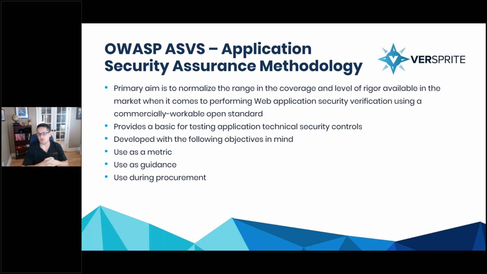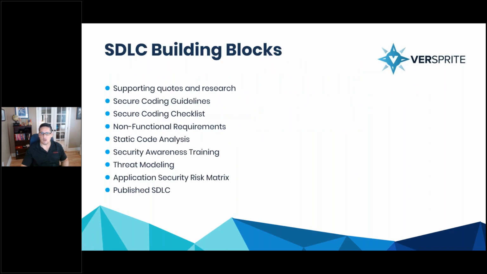But there's so many different use cases for the ASVS. I have a couple here: used during procurement, used as a governance guide, used as a metric. Going back to governance and metrics and reporting, you can report up and say, hey, these are the metrics that we want to focus on, and this is what we've done over the past couple of years or time period around these standards and controls.